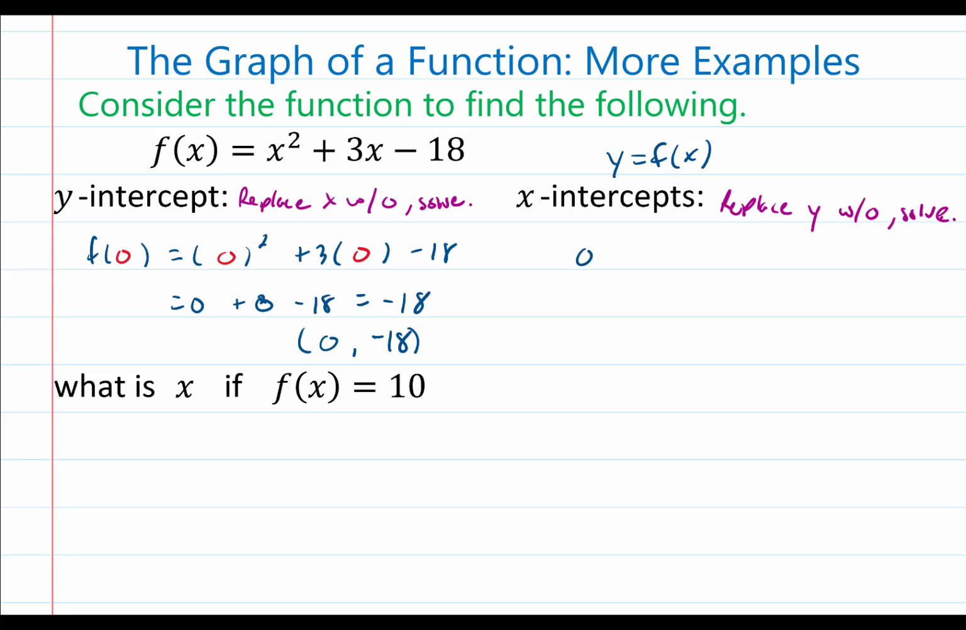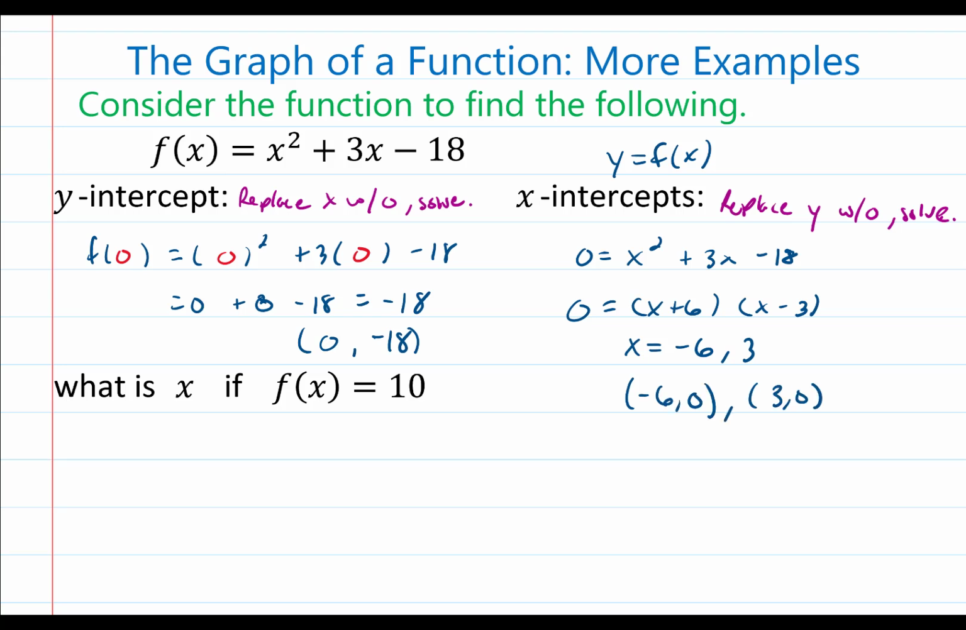So what we'll get is 0 is equal to x squared plus 3x minus 18, and our goal is to solve that quadratic equation. Now we can do this by using the quadratic formula, or we can choose to factor the right side. When we factor the right side, we have x plus 6 times x minus 3. We can now use the zero product property to get our two solutions of negative 6 and positive 3. This means we have two x-intercepts. And in ordered pair format, that's going to be negative 6, 0 and 3, 0.